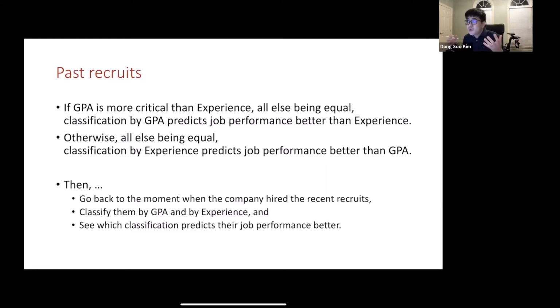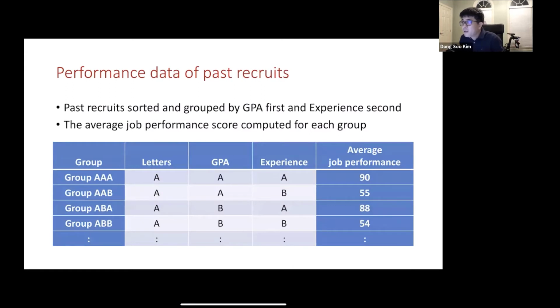So, you did a simple simulation. You supposed that you are at the moment when the company hired the recent recruits and classified them by GPA score and by experience score, and you investigated which classification predicts their actual job performance better. This table shows the result.